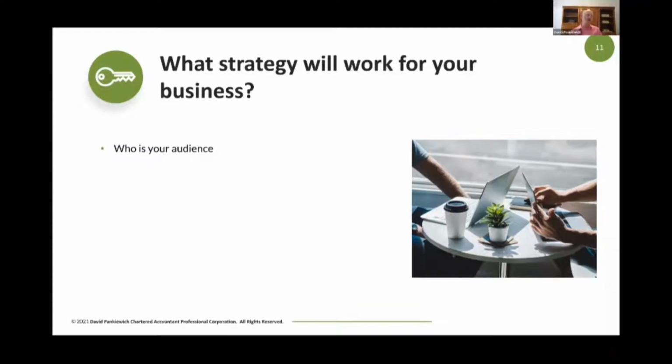So the first of these 6 factors is, who is your audience? Why is that so important? Well, if you're trying to attract something, you want to know what it is you're trying to attract. So who is your audience?